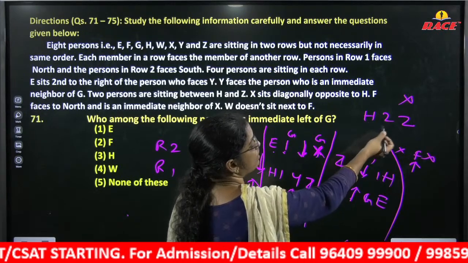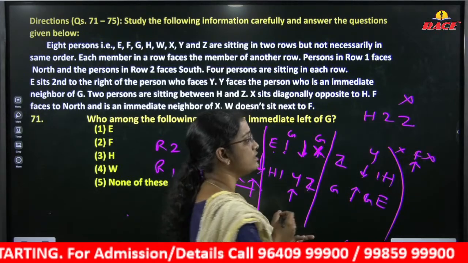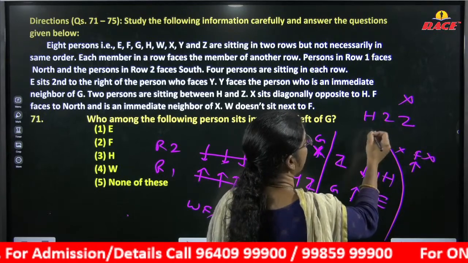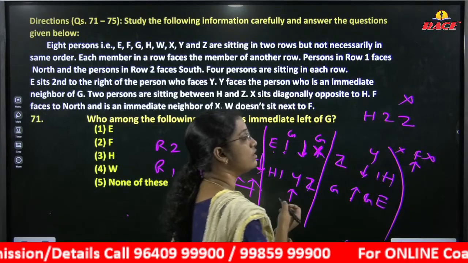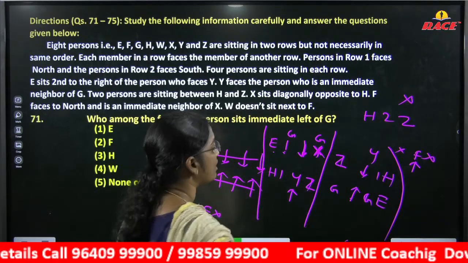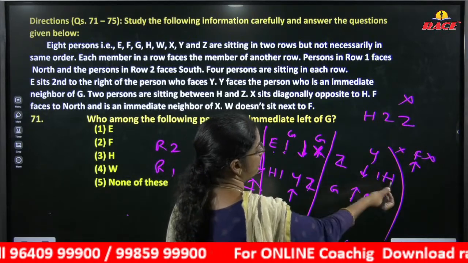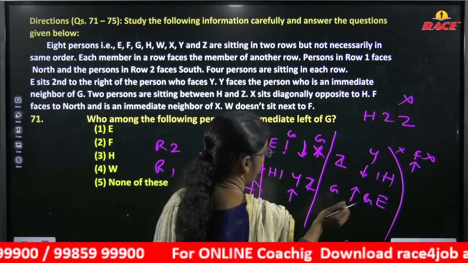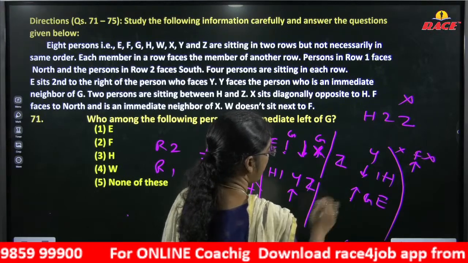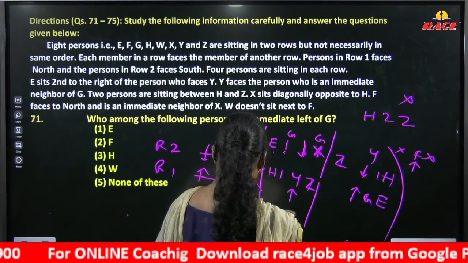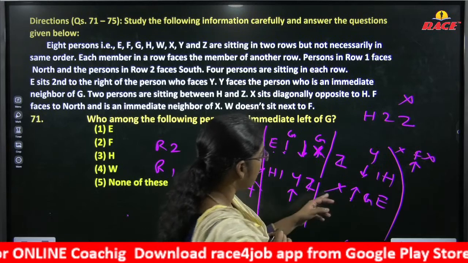Here our condition is, in between H and Z two persons are there, but they're not giving clear information, whether H is to the left of Z or Z is to the left of H. They're not giving that information. That's why I'm taking it this way. So H is diagonally opposite to F, diagonally opposite to X. So here I'm taking X.